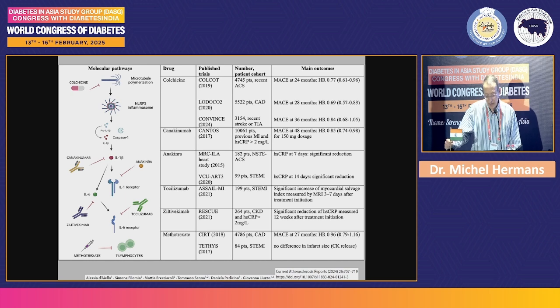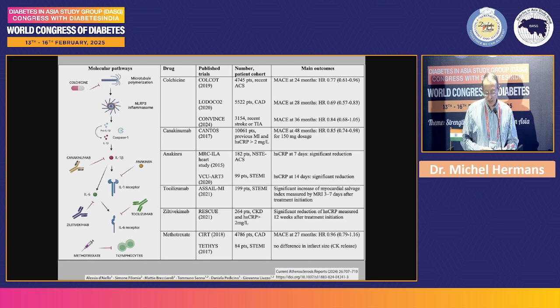Then there were two negative trials with methotrexate targeting T lymphocytes. The third trial, with a very large cohort of CAD patients, did not show a decrease in MACE at more than 2 years. And then a small trial called TETIS in STEMI patients again showed no difference in infarct size. So the last step of the pro-inflammatory cascade was rather disappointing in these trials.